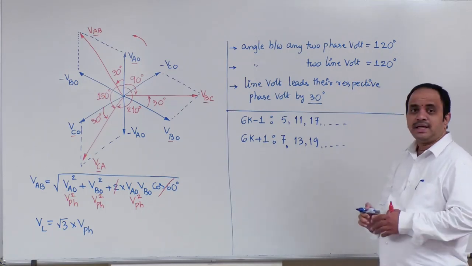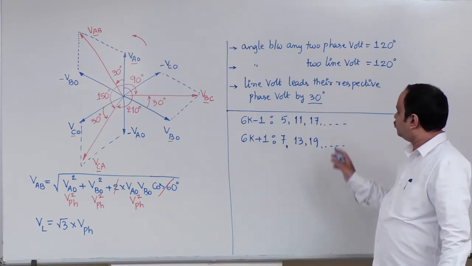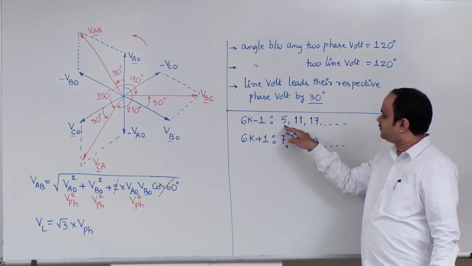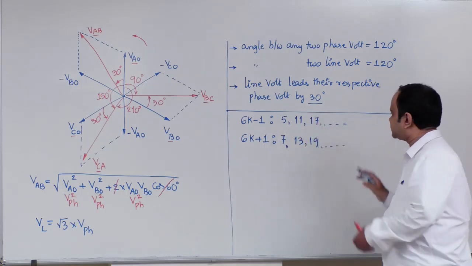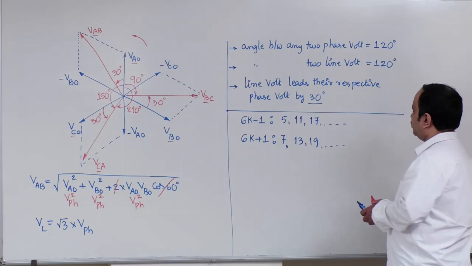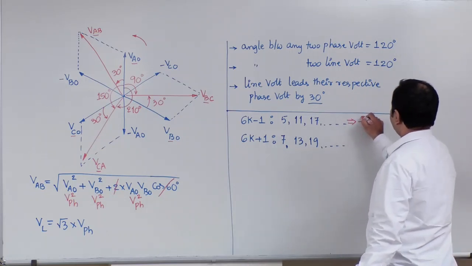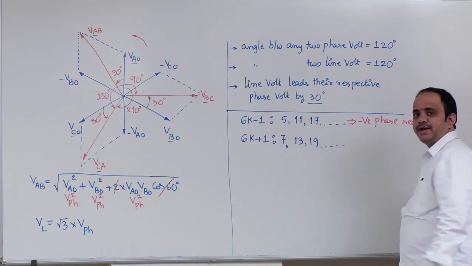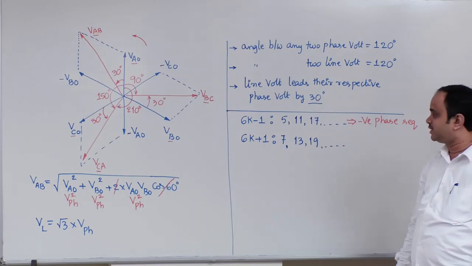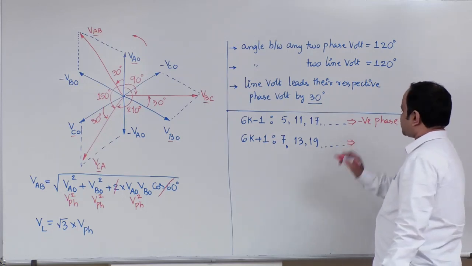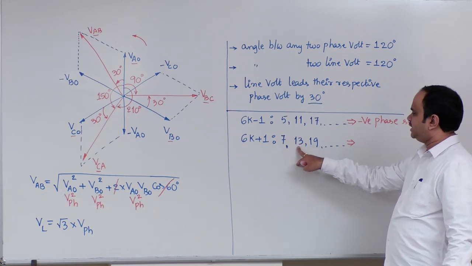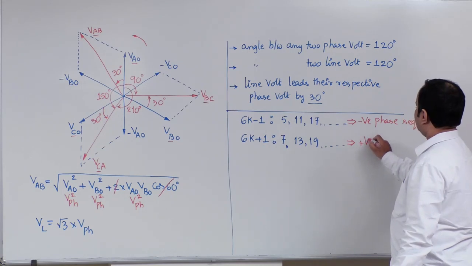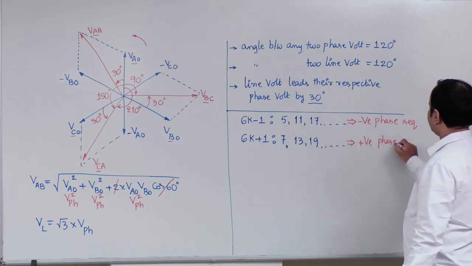So the harmonics of the number 6k minus 1, meaning the 5th, 11th, 17th harmonics, will introduce negative phase sequence. 6k plus 1, that means 7th, 13th and 19th and so on, these harmonics will introduce positive phase sequence.